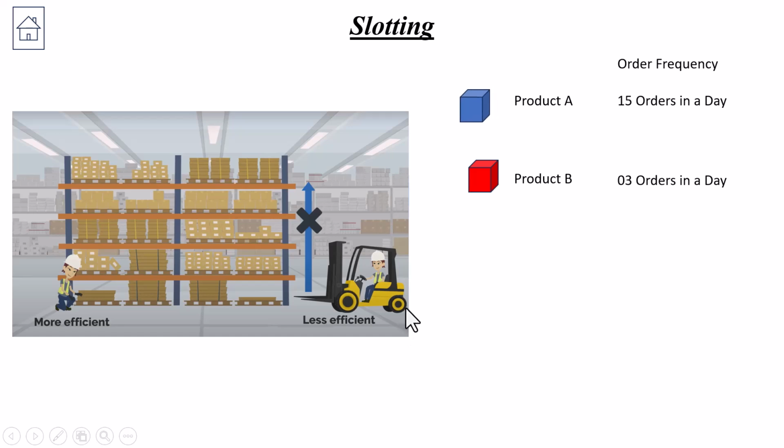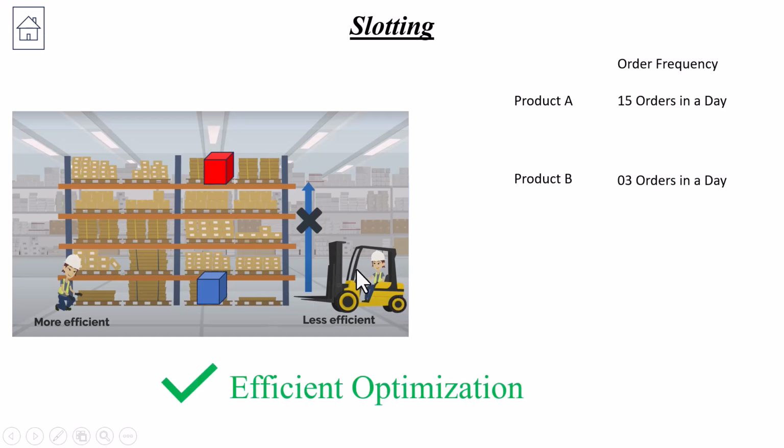So for this product, as we know, we are getting more orders, and for this product we are getting fewer orders. So it's a good optimization. It's not only delivery; I've just shown you one of the scenarios of how slotting works.